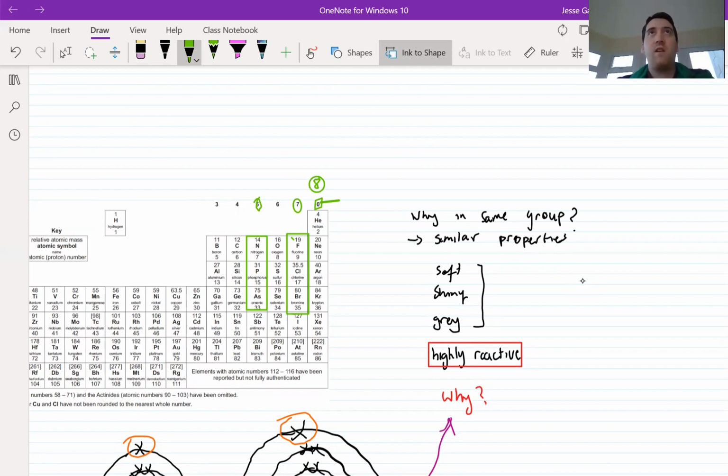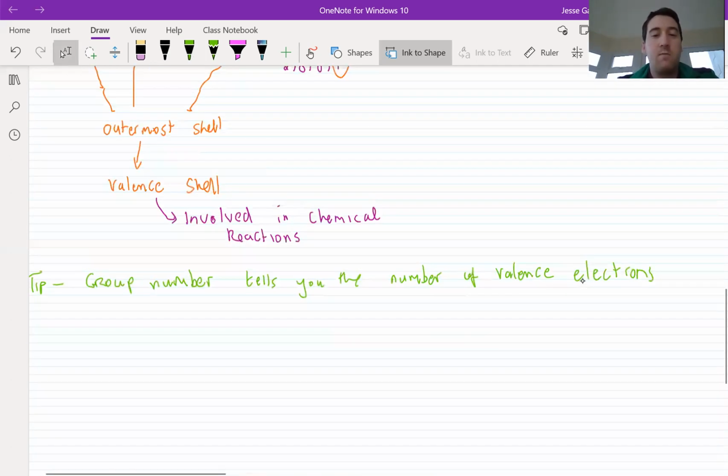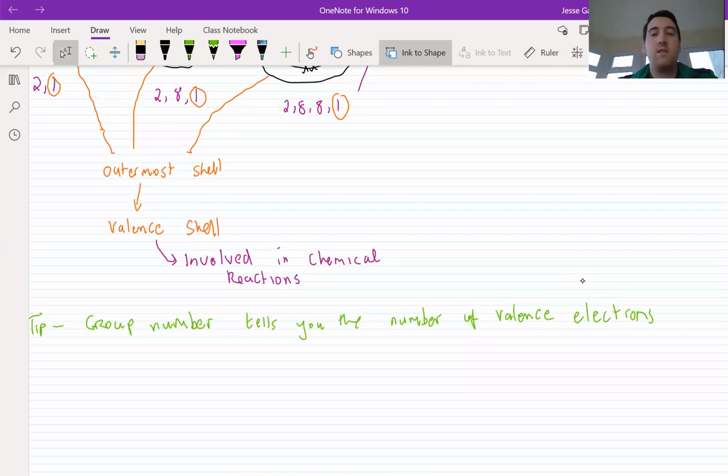Again, it's just different countries and different scientists like to use a different notation, but know that those have group 8 electrons in their valence shell, except for helium would have 2. But yeah, that's where it gets a little bit complicated. Okay. All right, so take that tip down that's in green there. The group number tells you the number of valence electrons. Pause the video, take that down. And now you're ready to do some questions.